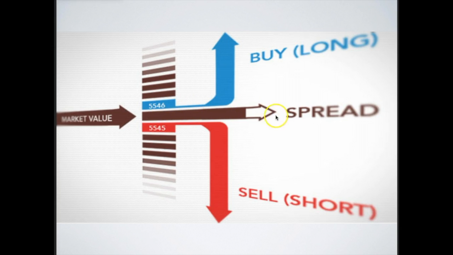Now, what you simply do to find out the spread is you subtract these two. 46 minus 45 would be 1. So the spread is 1 pip, because remember, with 4 decimals, it's a pip. So every 1 pip, you pay out in spread.